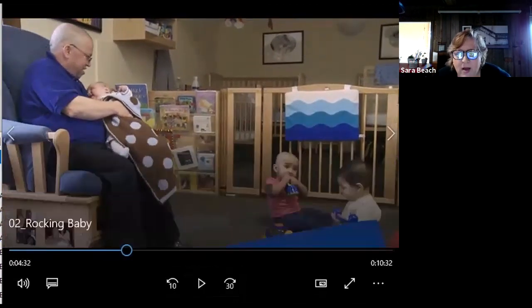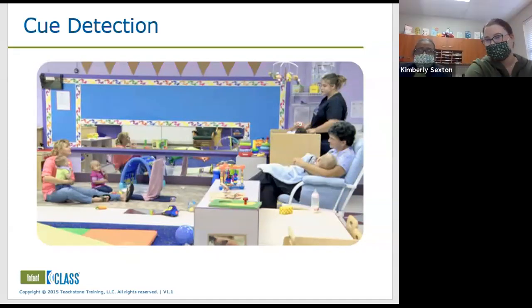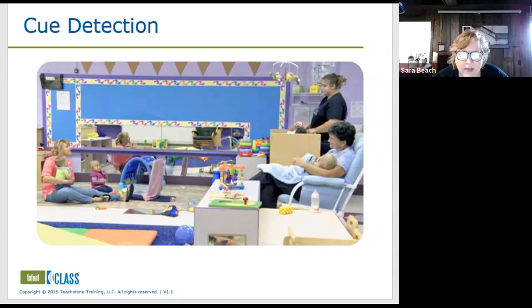Okay. So I can only take so much crying myself. I don't know about you, but what did you see there in terms of child behaviors that were bids for attention or cues? The little girl in the pink shirt did not want anybody in her personal bubble. She did not.